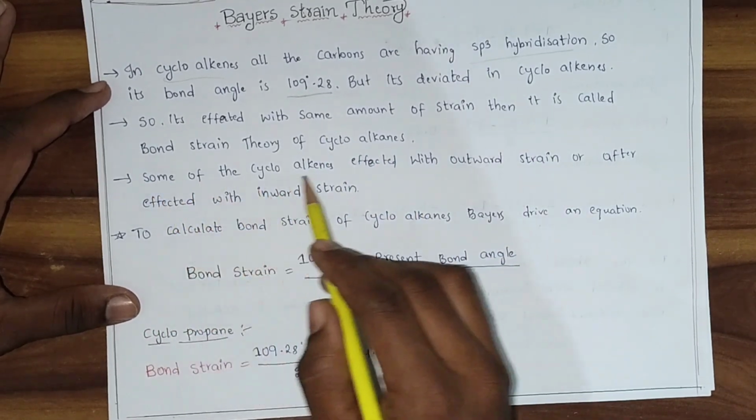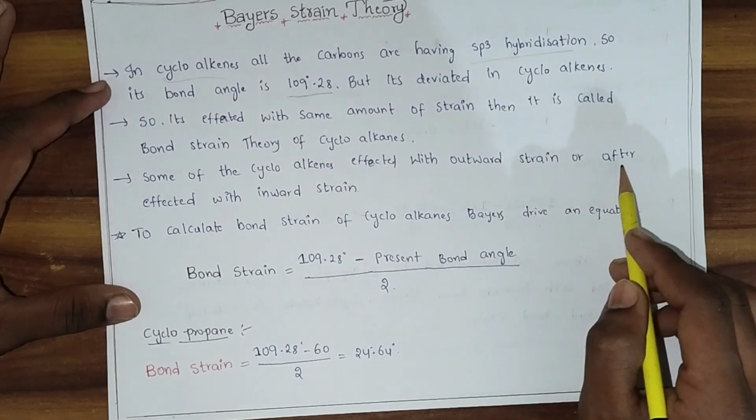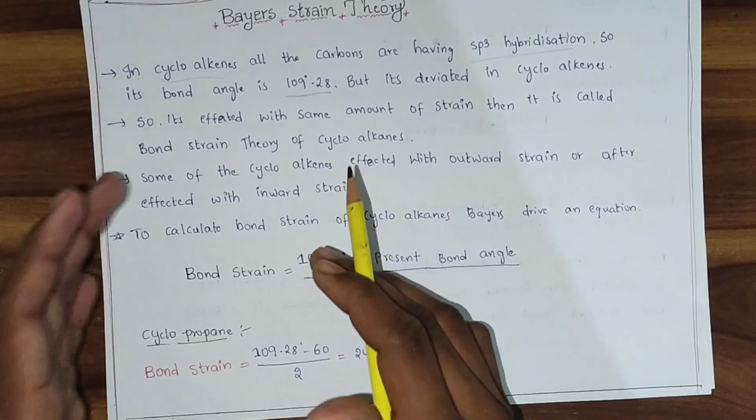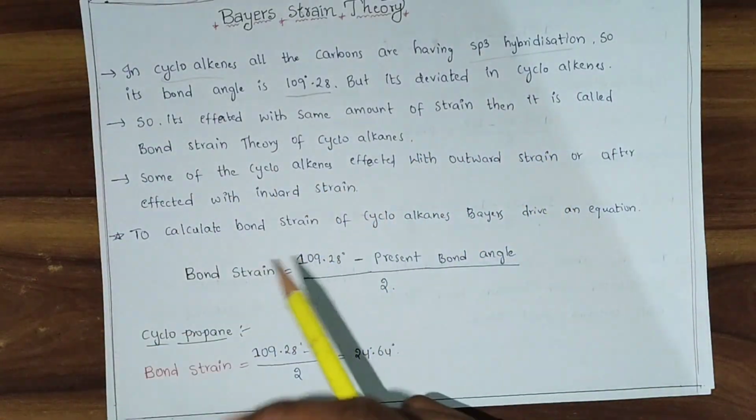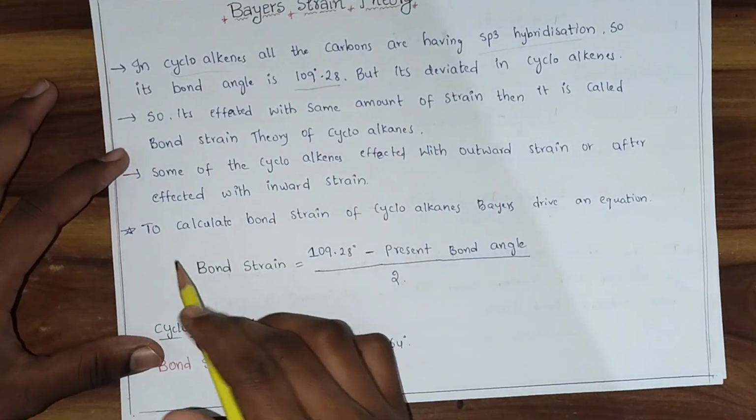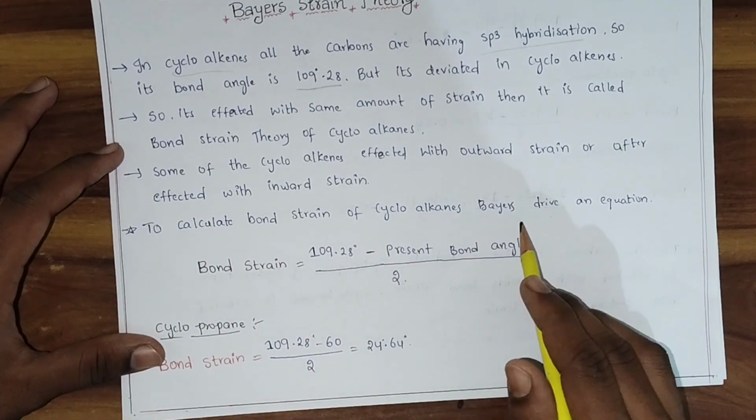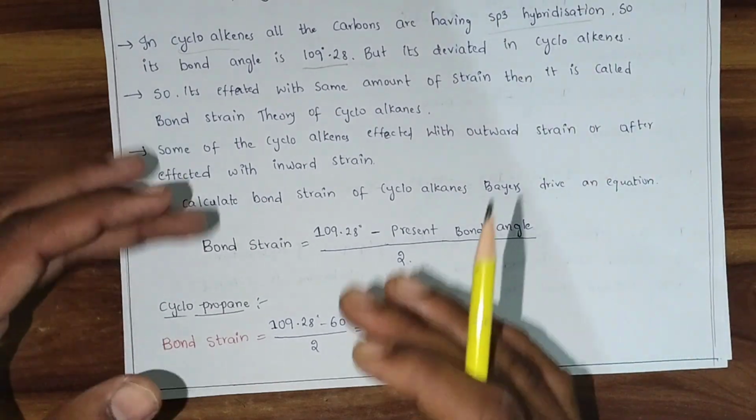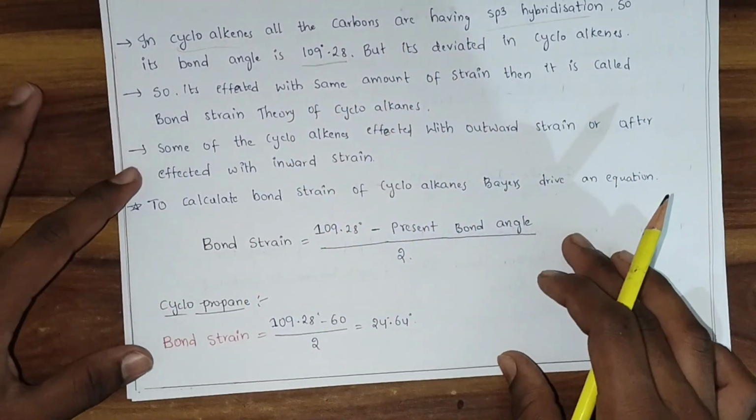Some of the cycloalkanes are affected by outward strain or inward strain. To calculate the bond strain of cycloalkanes, Baeyer derived an equation. This is the equation to find the bond strain in cycloalkanes or other complex structures.